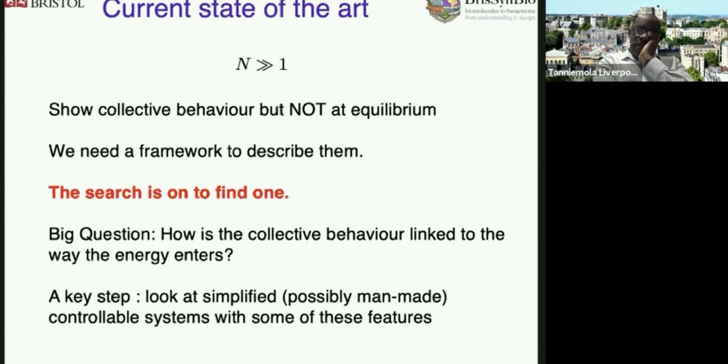And of course, there is one big question, because what makes these systems different is that there's a source of energy, and because they're living, energy is constantly being pumped into the system. And the question is, how is the collective behavior linked to the way the energy enters? A key step to understanding that is to look at simplified, possibly man-made systems with some of these features.